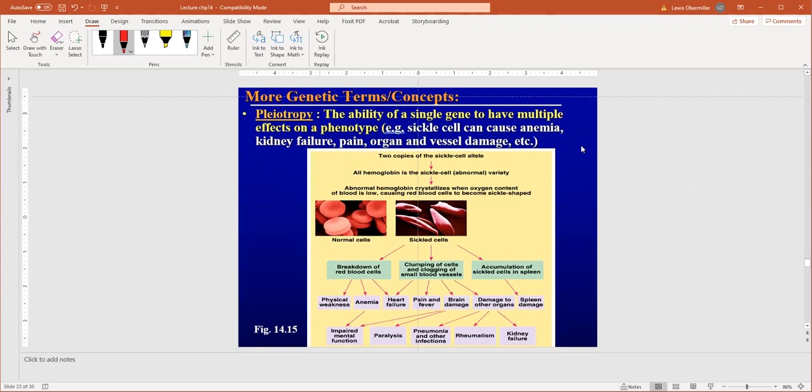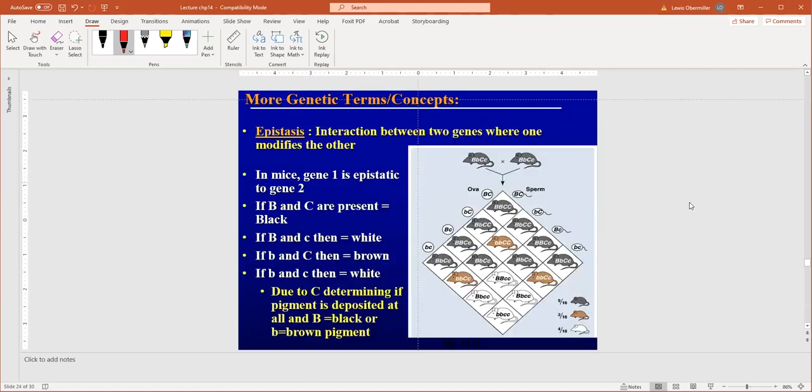Remember the definition of pleiotropy, that just means that multiple phenotypes arise from one genotype defect. Sickle cell is an example of that. I might ask you that on the test.